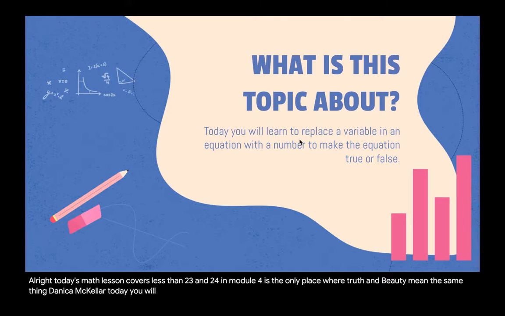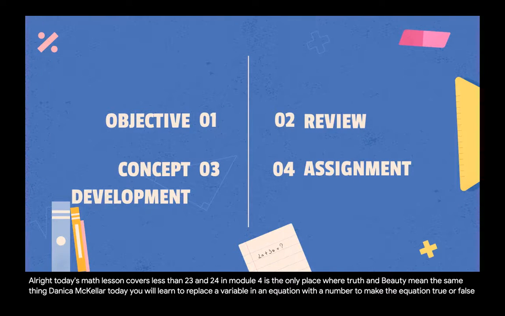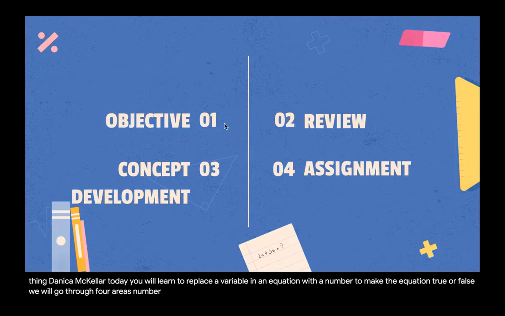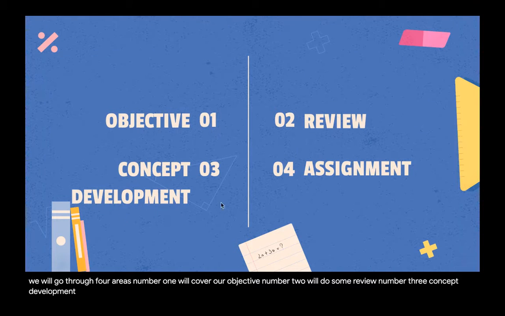Today, you will learn to replace a variable in an equation with a number to make the equation true or false. We will go through 4 areas. Number 1, we'll cover our objective. Number 2, we'll do some review. Number 3, concept development. Number 4, assignment.